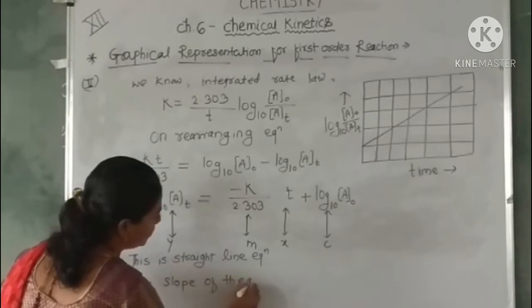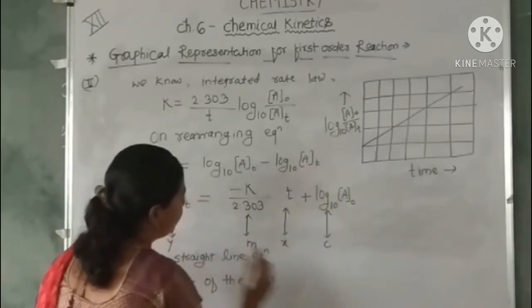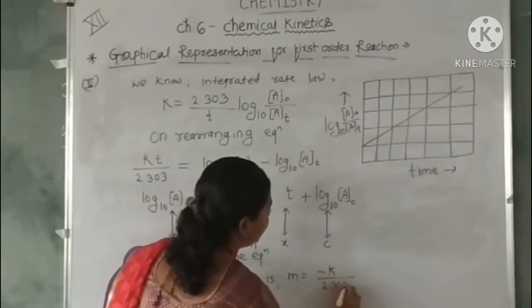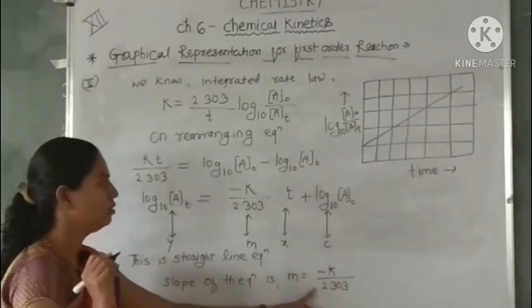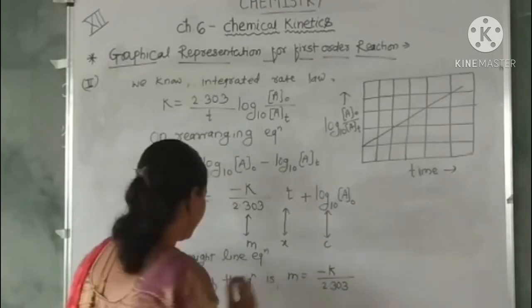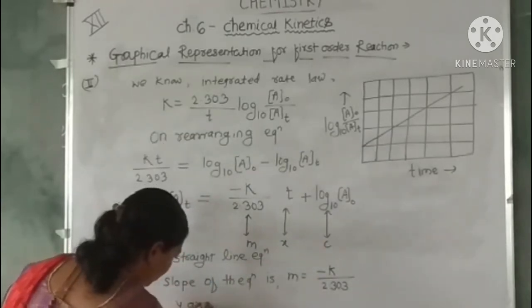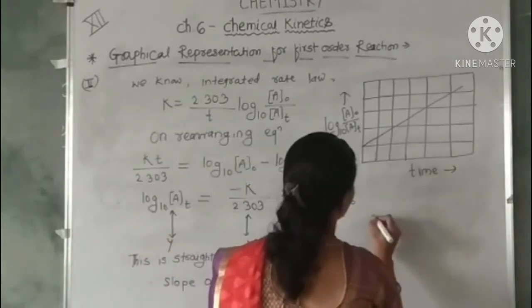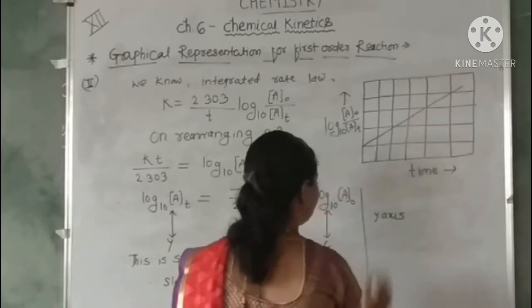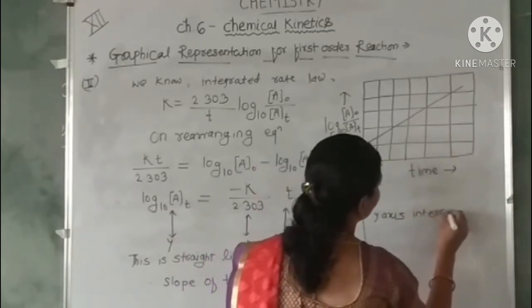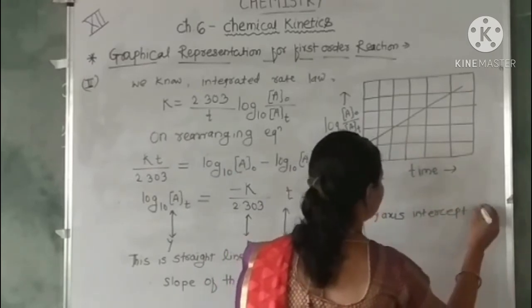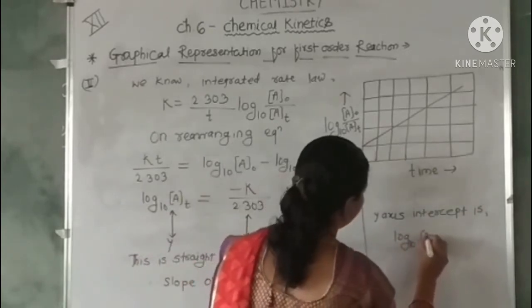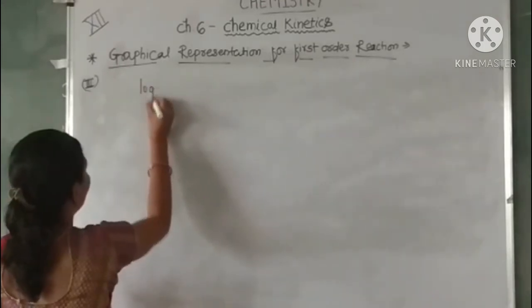m having the value minus K upon 2.303. Yes, minus K upon 2.303 is the slope of that equation, and I write it on this side: the y-axis intercept is log to the base 10 of the initial concentration A0.